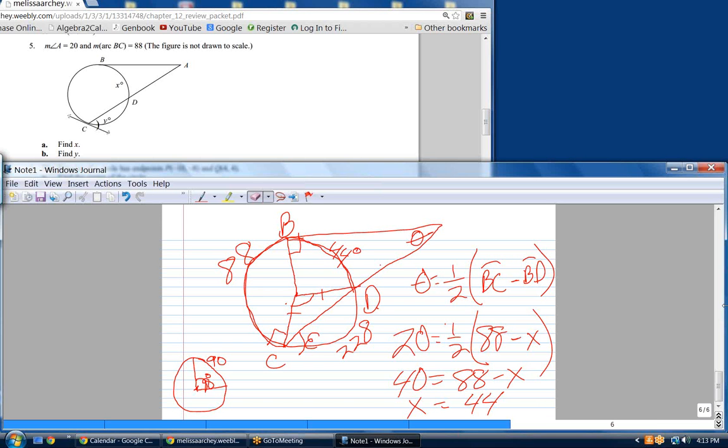Angle Y. Let's go back and look at this. That angle Y has to be the difference between the outside chord and the inside intercepted arc, which is 0. So that angle Y would have to be 114.